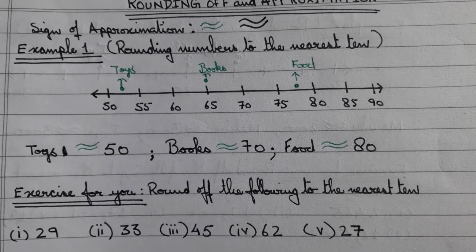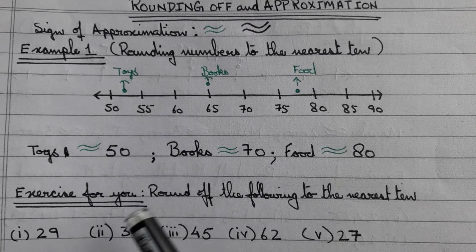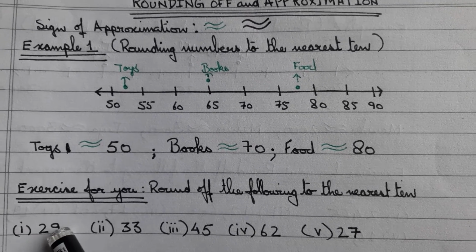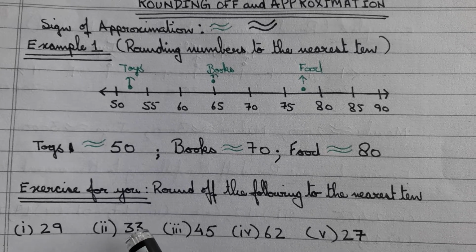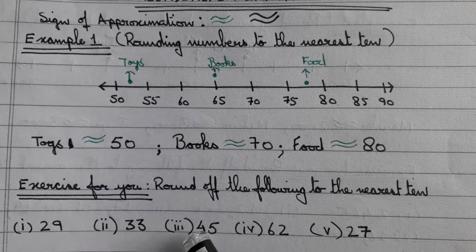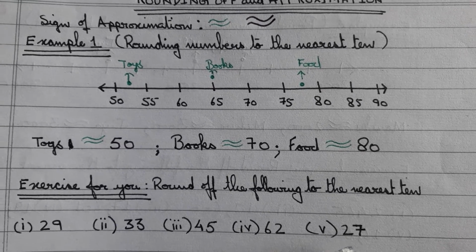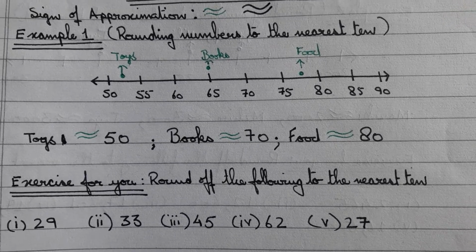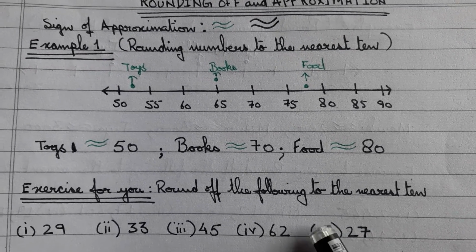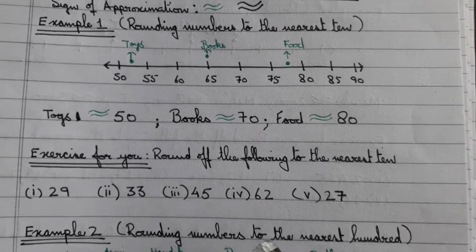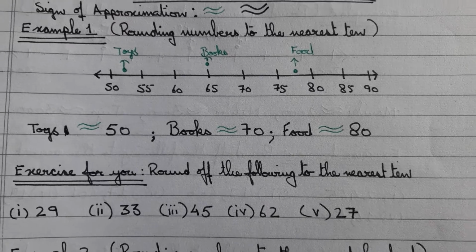Now let's look at another example. So first let me look at the exercise for you. Round off the following to the nearest 10. Try this mentally. 29. Try rounding off 29 to the nearest 10. Try rounding off 33 to the nearest 10. Try rounding off 45 to the nearest 10. 62 and 27. I will reveal the answers at the end of the video, okay? Just try them. 29, 33, 45, 62, 27.